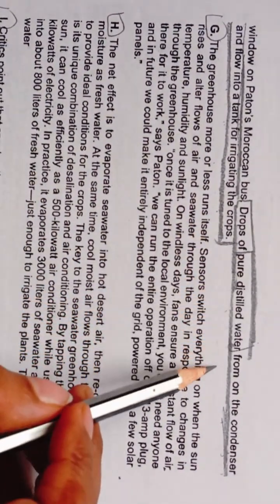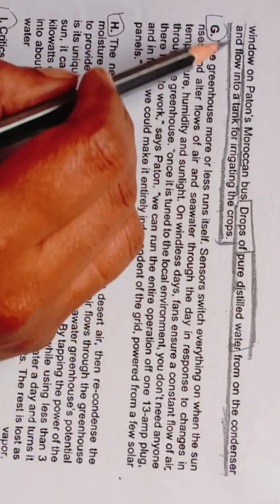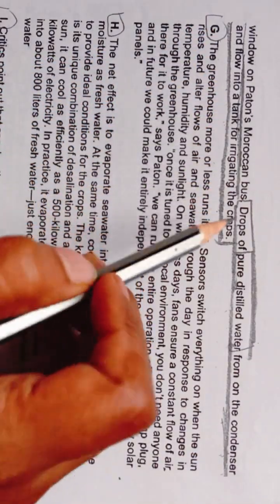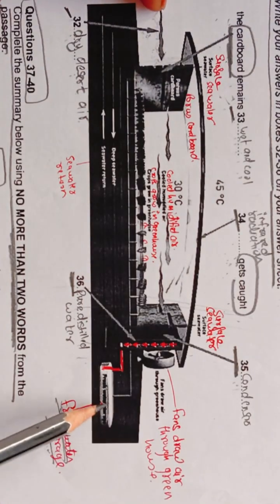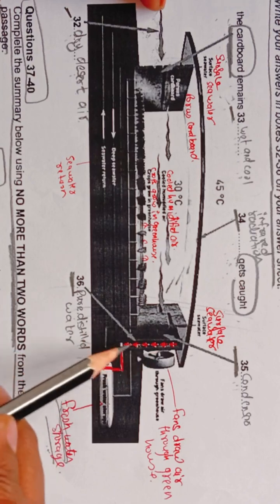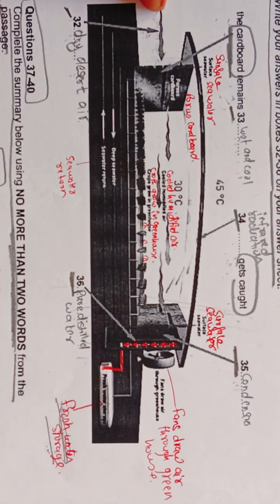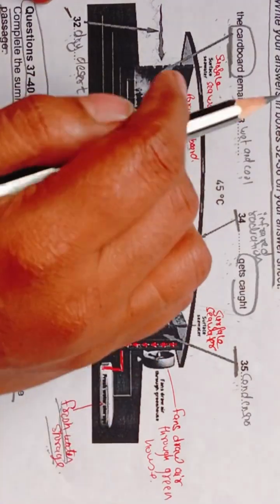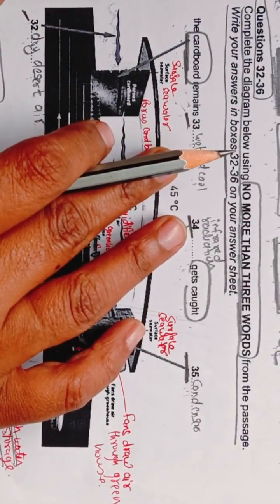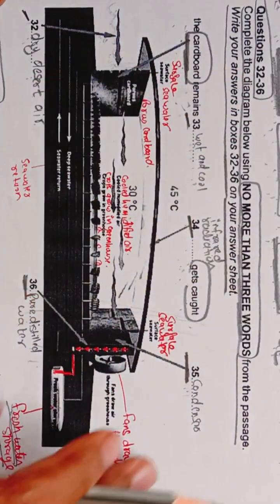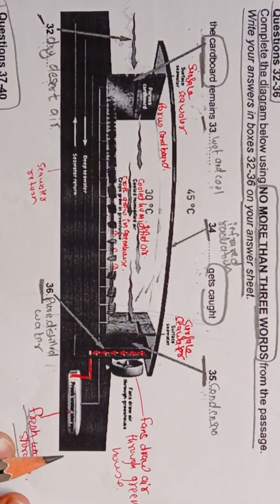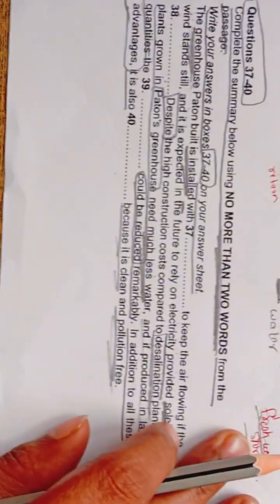Drops of pure distilled water form on the condenser and flow into the tank for irrigating the crop. So this is the tank, this is the condenser, and these are the drops of pure distilled water. I hope you have understood this. And with this we have completed our entire diagram. Okay, I hope you have understood this.